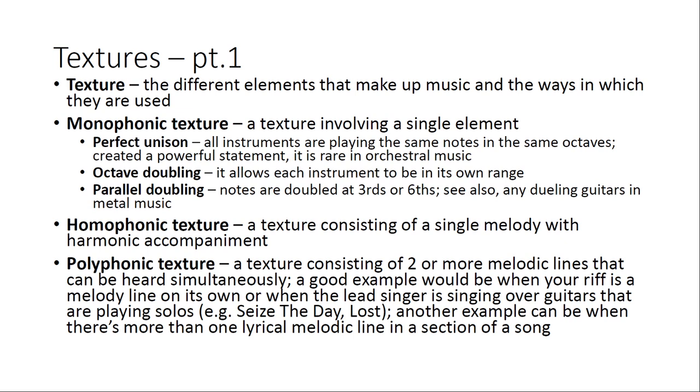Octave doubling is actually far more common because it allows each instrument to excel in its own range. So you'll have a bunch of melodies where you'll have the main notes that form the melody. Say you have a violin playing it for a bit, and then in order to add a bit of color, as we'll get to in the next slides, you also introduce a second instrument, let's say a piccolo, which can play higher notes than the violin can. And the piccolo, instead of playing the notes that the violin is playing in the same octave, it plays it in a higher octave. That's how you get a monophonic texture with octave doubling, or a melody with octave doubling.